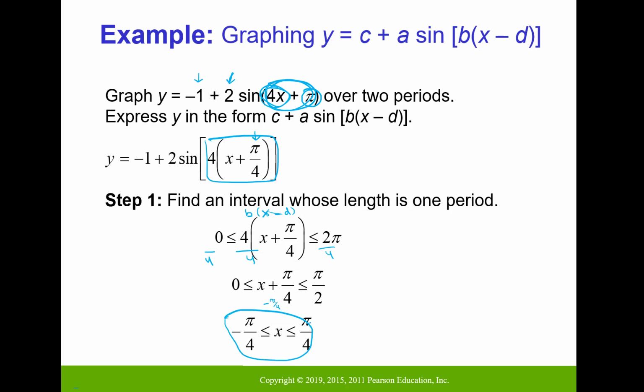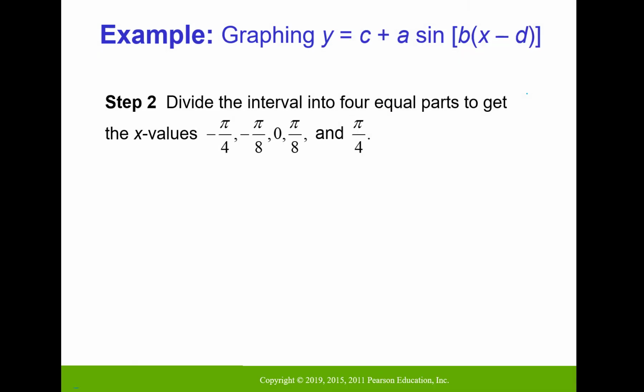So here would be 1 period with a starting point at negative pi over 4 and an ending point at pi over 4. And so if you then, step 2, divide that into 4 equal parts, you would get these parts. So let me just show you how we got those. We know, based on our previous work, that we would start drawing 1 period of this graph at negative pi over 4, and then we would stop drawing it at pi over 4.